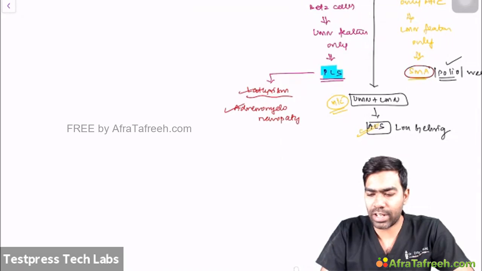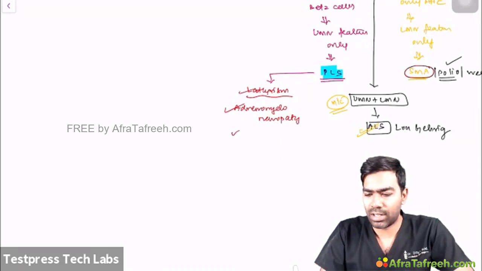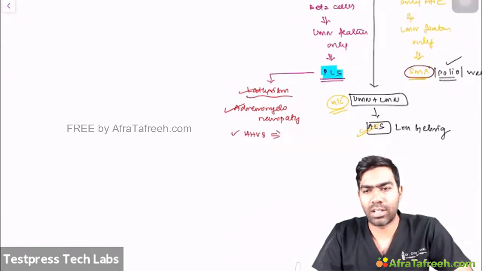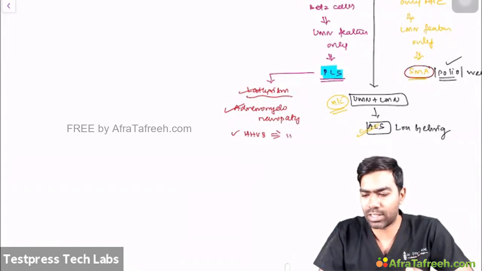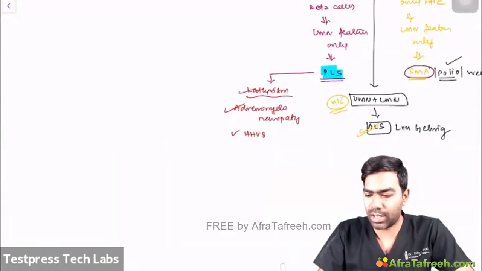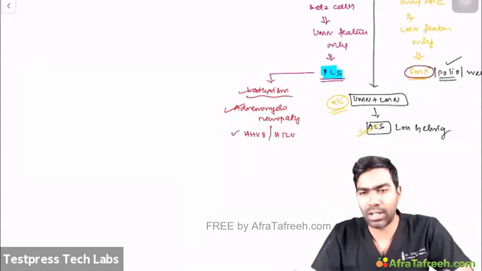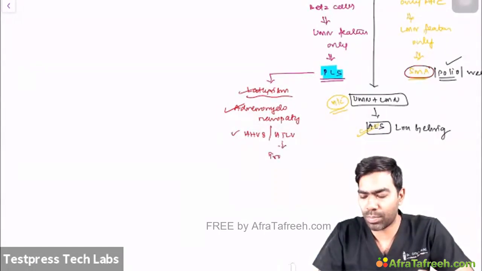This is another differential diagnosis, the second differential diagnosis. The third one is HHV8 infection. Sorry, there is another virus called HTLV, human T cell lymphotropic virus. This produces a disorder called tropical spastic paraplegia.